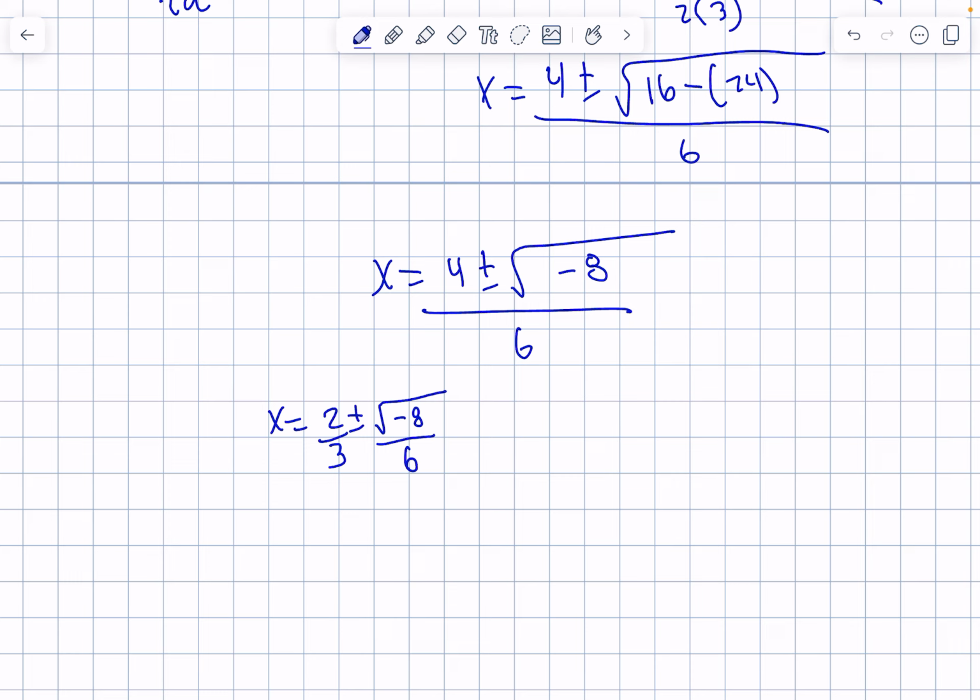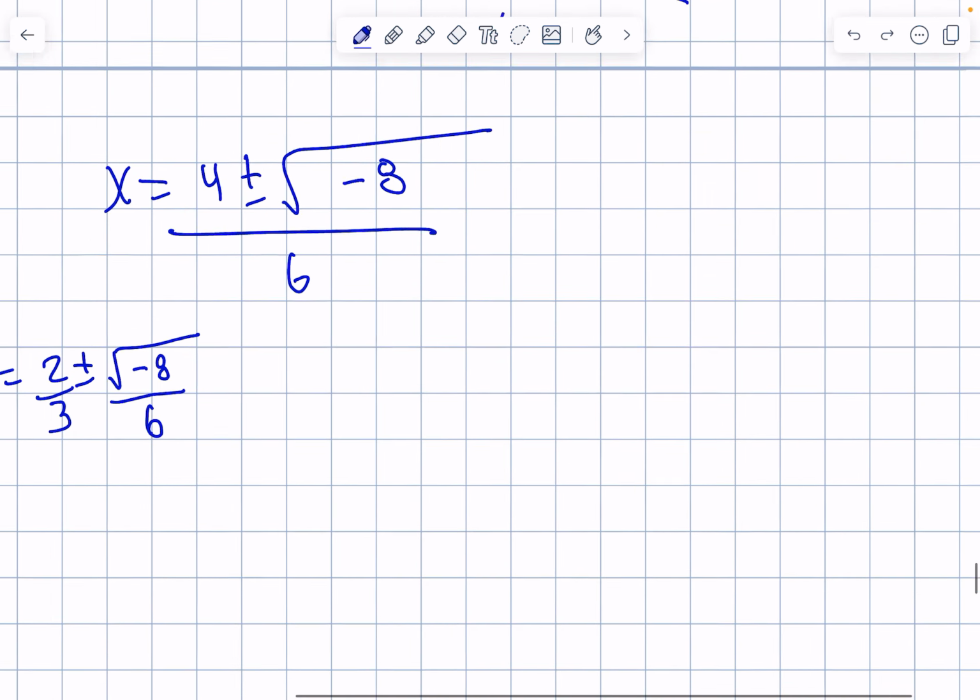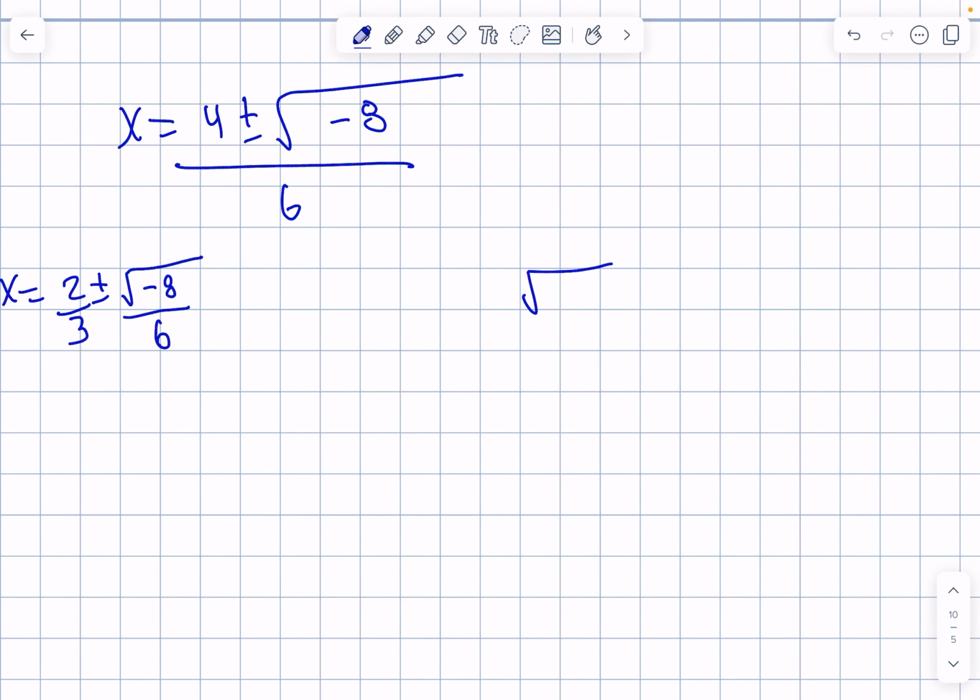Okay, where did that come from? So I'm just dividing all this by 6, right? This can divide by 2, and this becomes 2 over 3, right? Now, let's talk about negative square root of 8, okay?